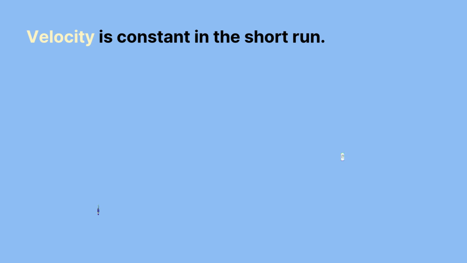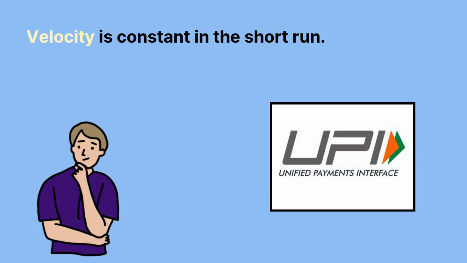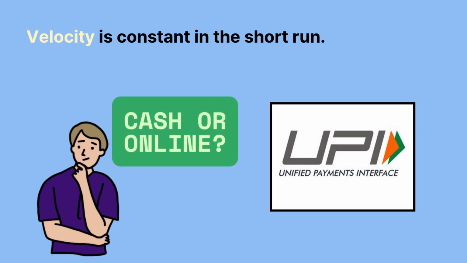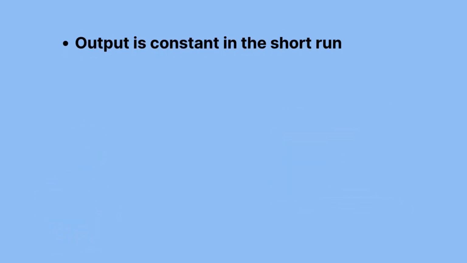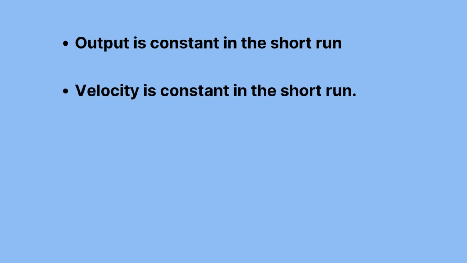For example, let's look at UPI. UPI has been introduced in India for a long time, and although quite a lot of the population has adopted its usage, there are still some that prefer to make transactions using cash. Output, as we've seen before, is supply determined, so it will also be constant in the short run. So now we have velocity that is constant and output that is constant in the short run.